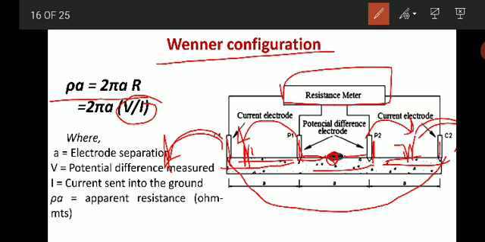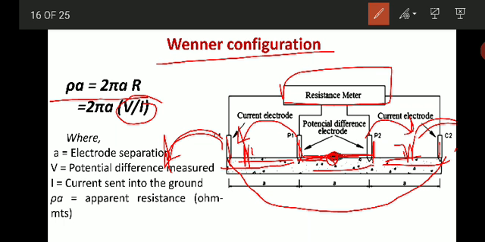Here, A is the distance between the electrodes. Suppose you have kept it 1 meter, then you write 1 meter. If you have kept it at 2 meter, then you write 2. So A is the distance between adjacent electrodes. V is the voltage difference between the potential electrodes, and I is the applied current.